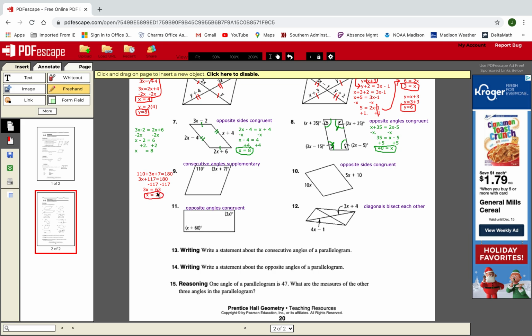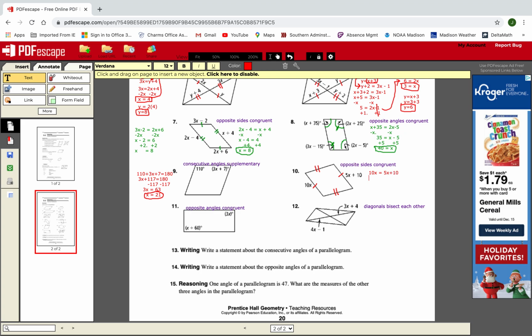Okay. So we have opposite sides congruent then on number 10. So I can go ahead and put some markings on those. I know that that's congruent. We actually know that these sides are congruent also, but there's nothing on them, so I'm not really doing anything with those. Since opposite sides are congruent, I can set 10x equal to 5x plus 10.